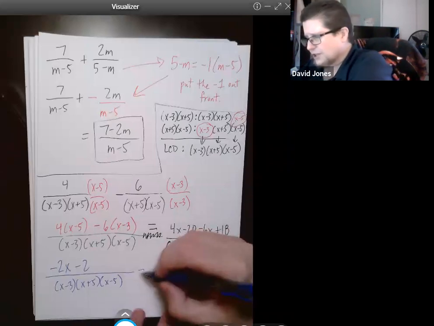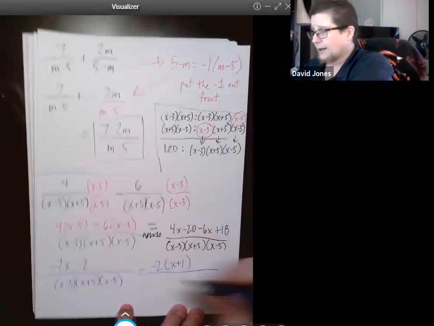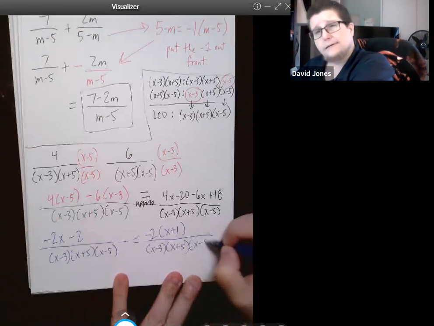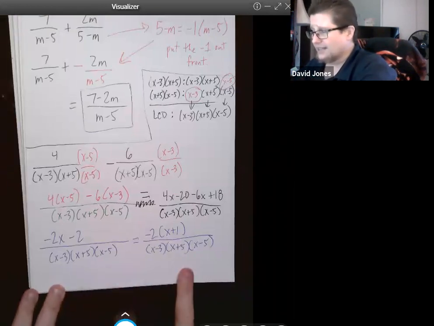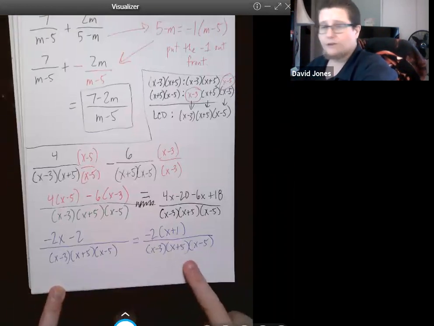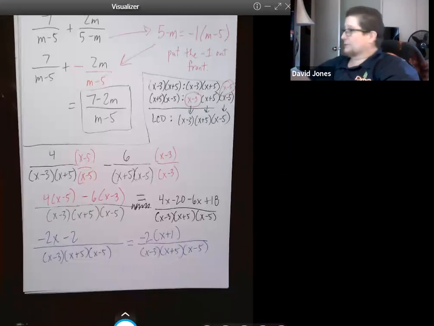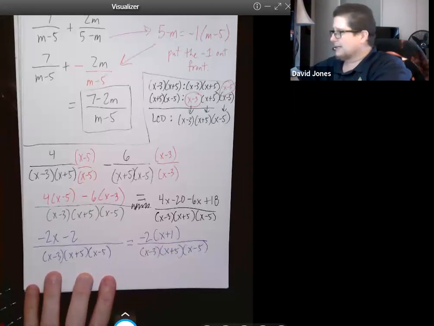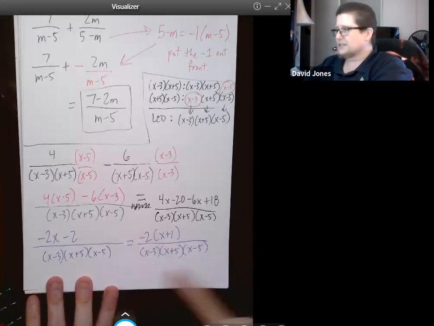The top does factor. I can pull out a -2 and have x plus 1 left behind. But nothing cancels. I'm not sure which one MATLAB is going to take. This is the fully factored one, so if they want you to fully factor it, that's the one. Nothing cancels though, so I wouldn't even multiply this denominator out, unless it says remove the multiplication or something like that. This is the best form. Okay?